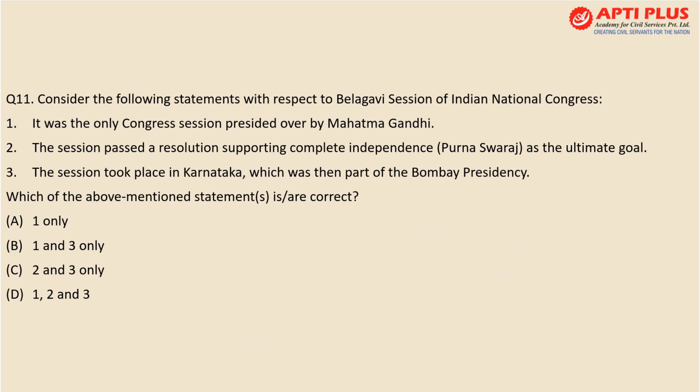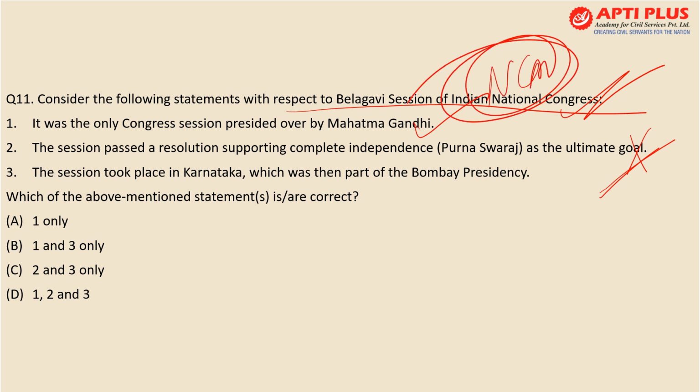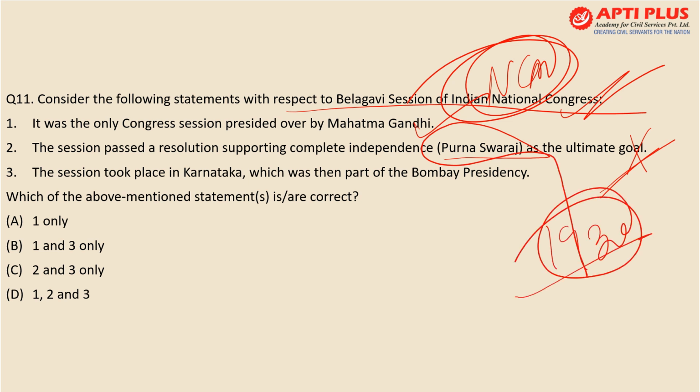Moving on to our next question with respect to Belgavi session of INC. It's the only session presided over by Mahatma Gandhi. This is correct statement. The session passed a resolution supporting complete independence as the ultimate goal. No. Rather, this session was to promote the non-cooperation movement. It is the Poorn Swaraj session तो हमारा बहुत बाद में हुआ था 1930s में.